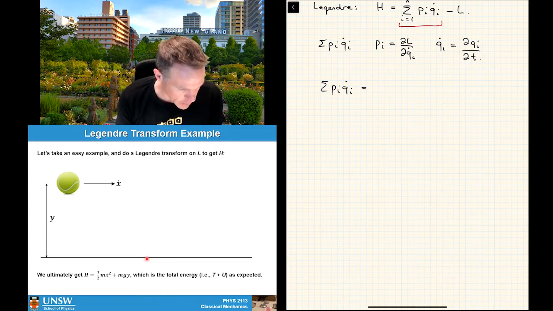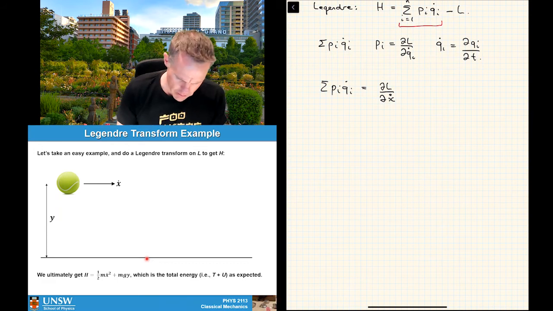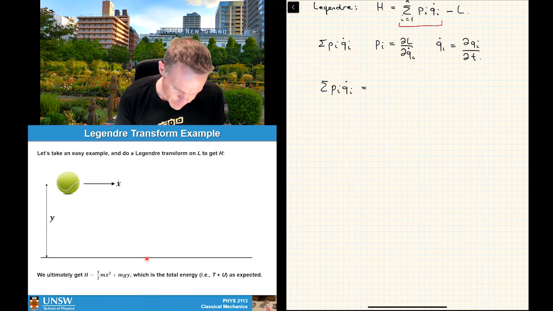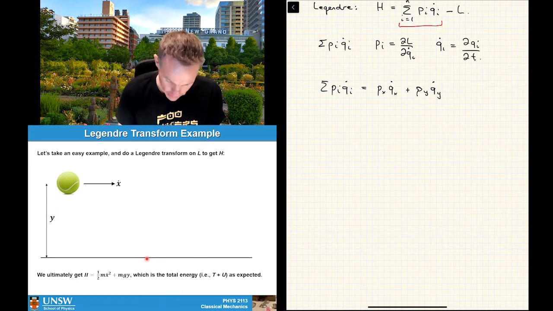and we can basically write this as p_i, so this will be dL on dx dot times q_i. Actually, let me just put one more step in here. So this would be p_x q_x dot plus p_y q_y dot, just to make it really clear what I'm doing, okay?